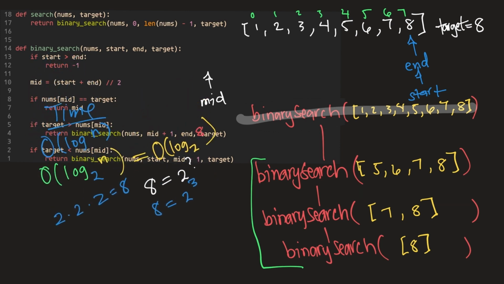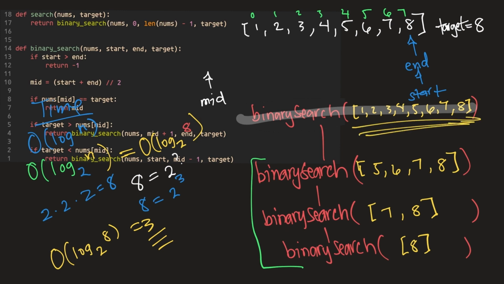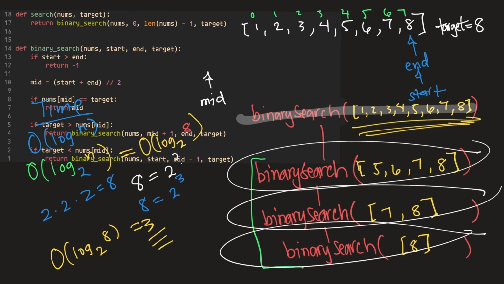That means that O of log base 2 of 8 is equal to 3. And as you can see here, for an input of this size, of size 8, we must make 3 recursive calls to binary search. So that's why binary search is O of log n.